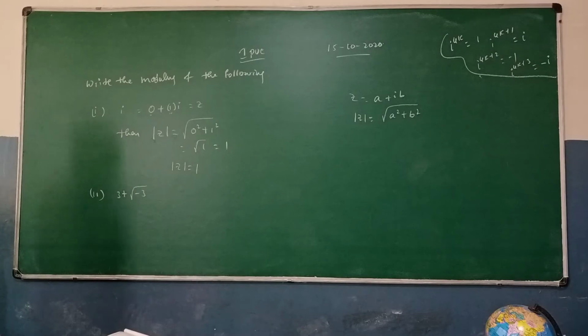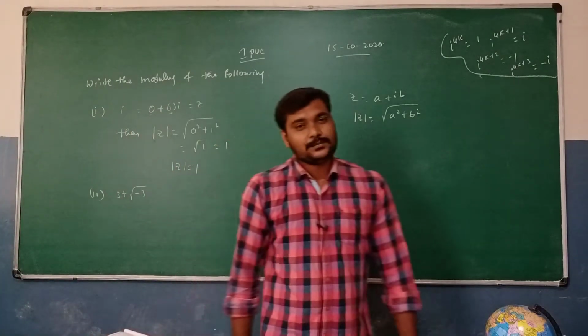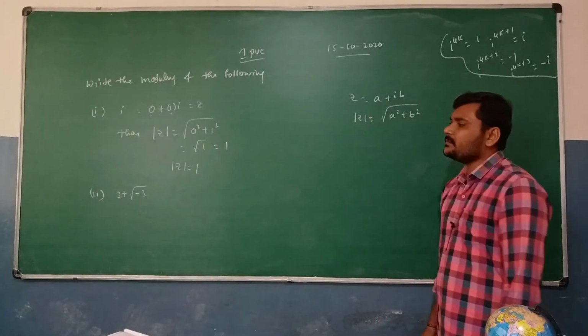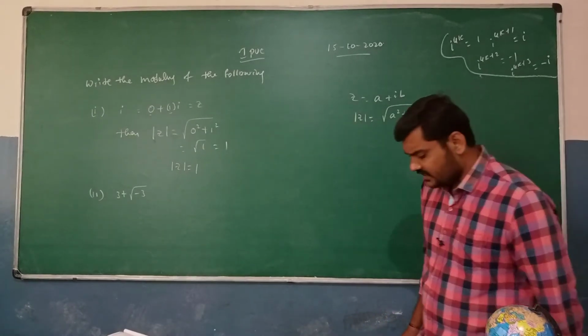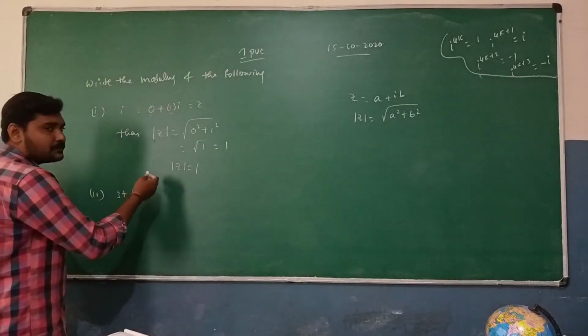3 plus root of minus 3. So is it in the form of a complex number? That is, does it have the complex number form? 3 plus root of minus 3, if you look at it, you get the formula. So we need to express this in the form of a complex number.